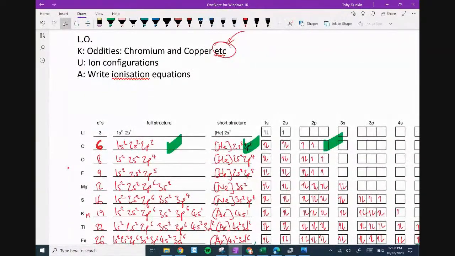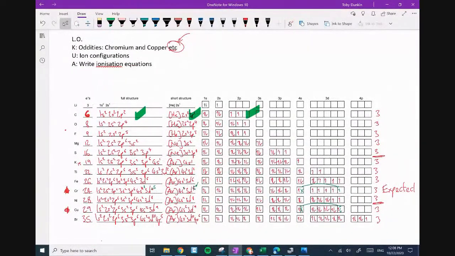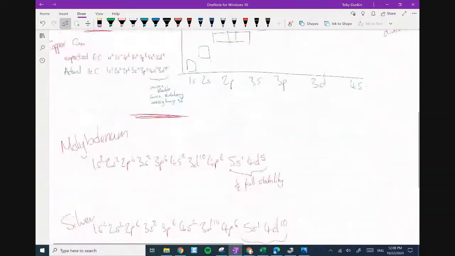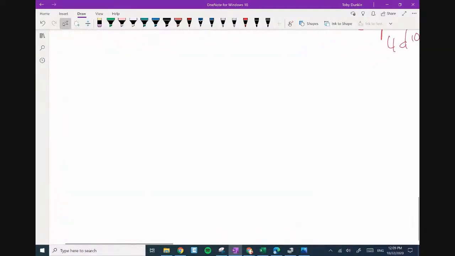Right, learning objective number 2, ion configuration. Okay, so thumbs up. Thanks, Louis. Legend, good man.